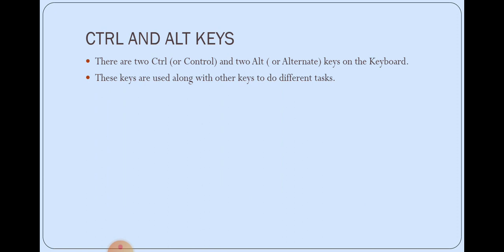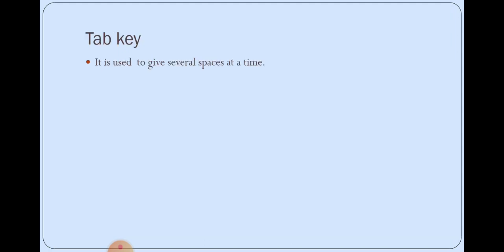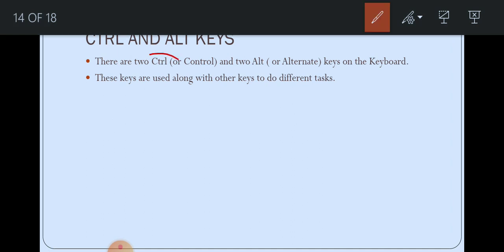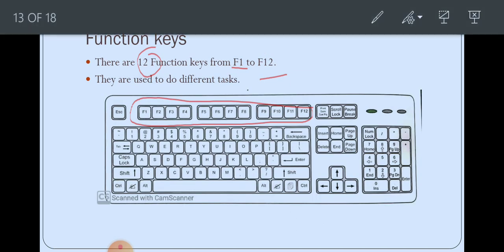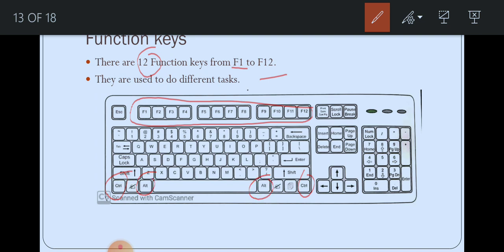Now what is the full form of CTRL? CTRL means control key and ALT means alternate key. So how many control keys and alternate keys are present on our keyboard? There are 2 control keys and 2 alternate keys on our keyboard, and these keys are used along with other keys to do different tasks. Now let me show you the location of these control and alternate keys. Here the control keys are present, and the alternate keys are present in this portion of the keyboard.